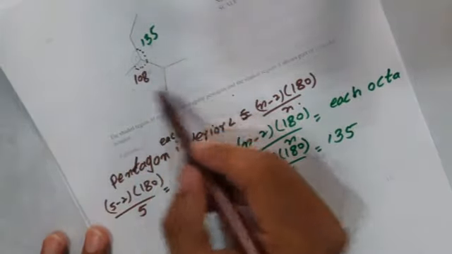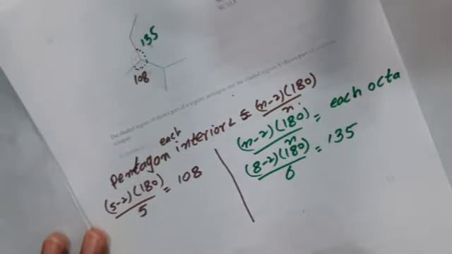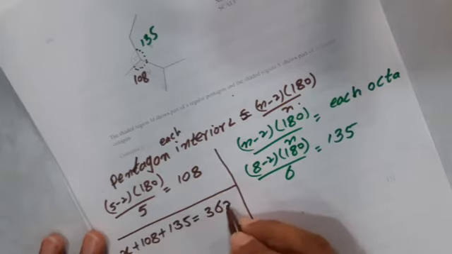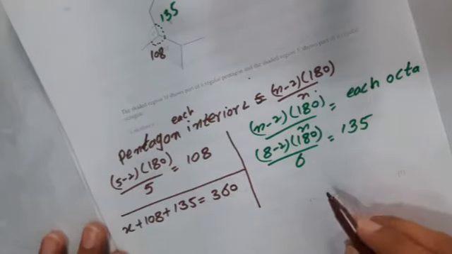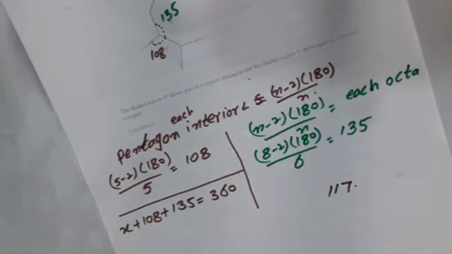We have x. We know the angle of a circle is equal to 360. So if we are finding x, x plus 108 plus 135 is equal to 360. So add them and subtract from 360. This will give me the answer 117. Clear? This was your B part.